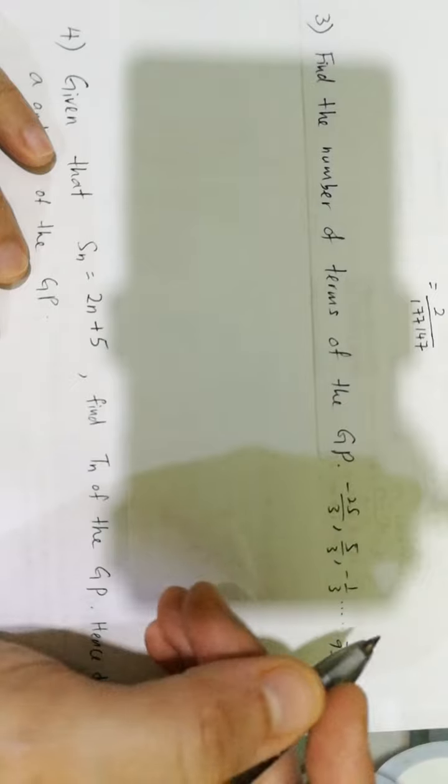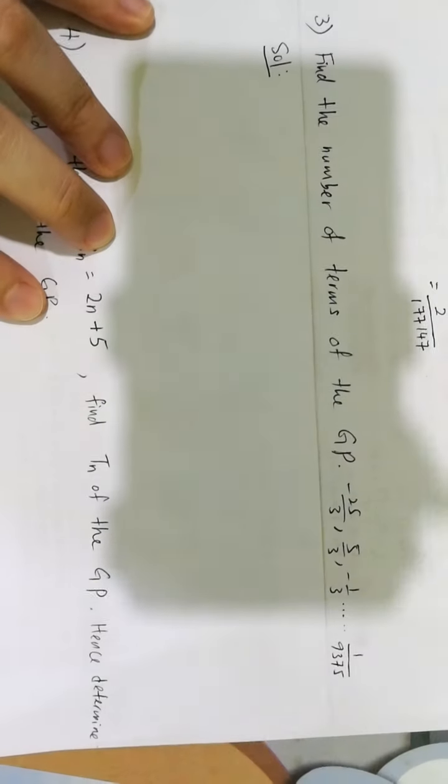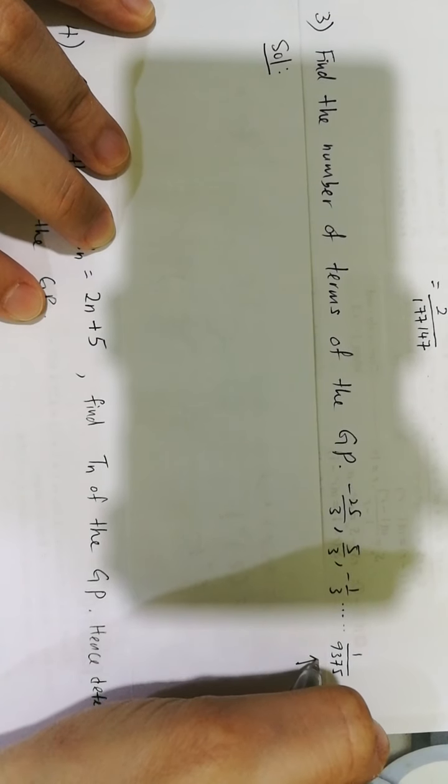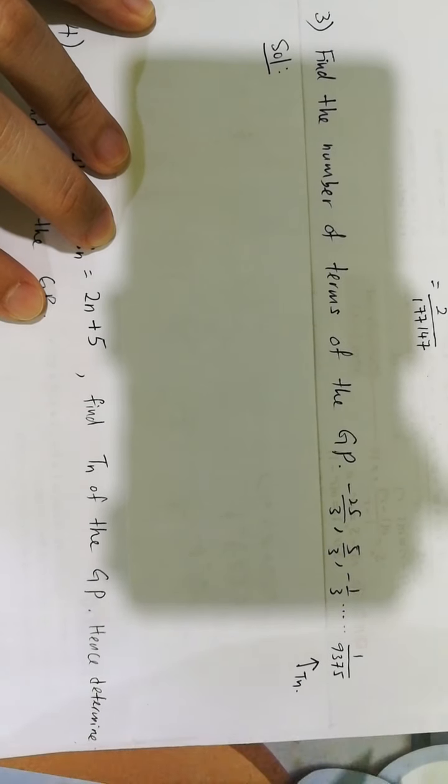Okay, now number 3. So we're still using the same formula here. Just the way of asking is a bit different. This is given here. This is a geometry progression, and this is term n. So they want you to find what is n, the number of terms.